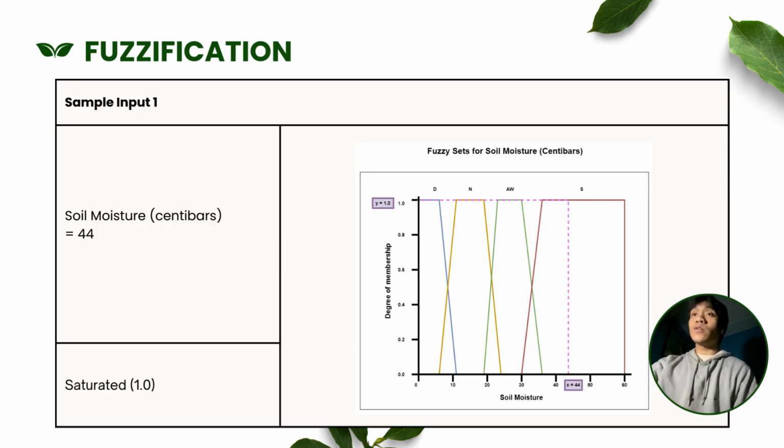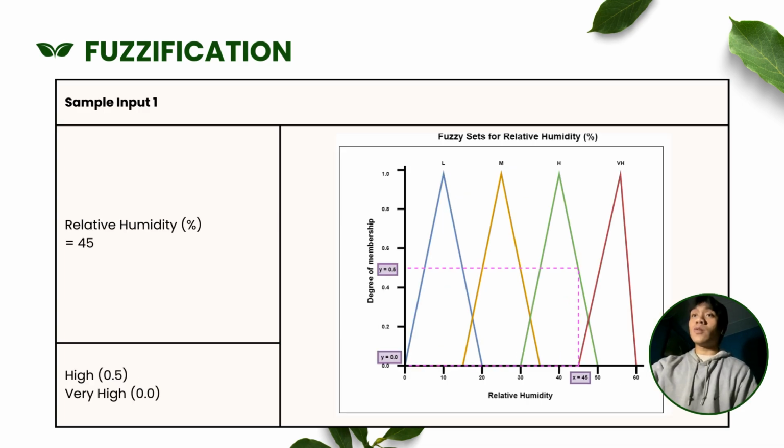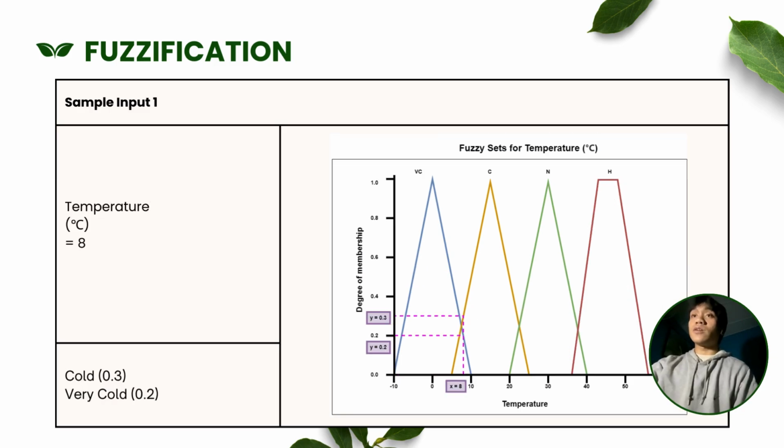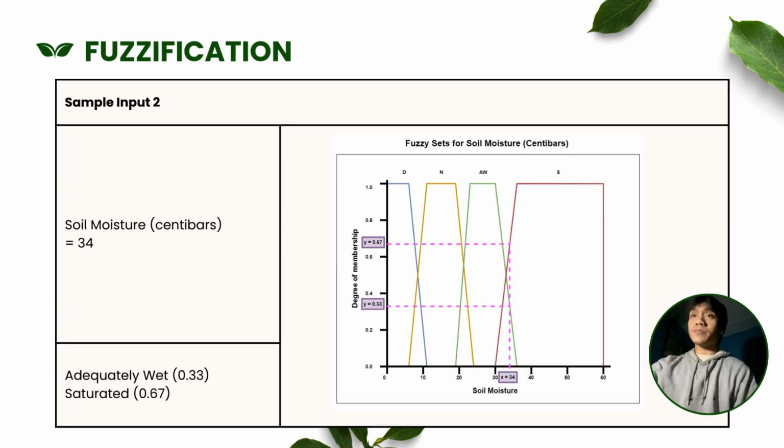So first we go to sample input 1, which is soil moisture. We set 44 centibars, and when we do the calculation, the result is saturated 1.0. For the relative humidity, we set 44%, and the result is high 0.5, very high 0.0. And for the temperature, we set 8 degrees Celsius, and we get the result cold 0.3, very cold 0.2. Next, we go to sample input number 2.